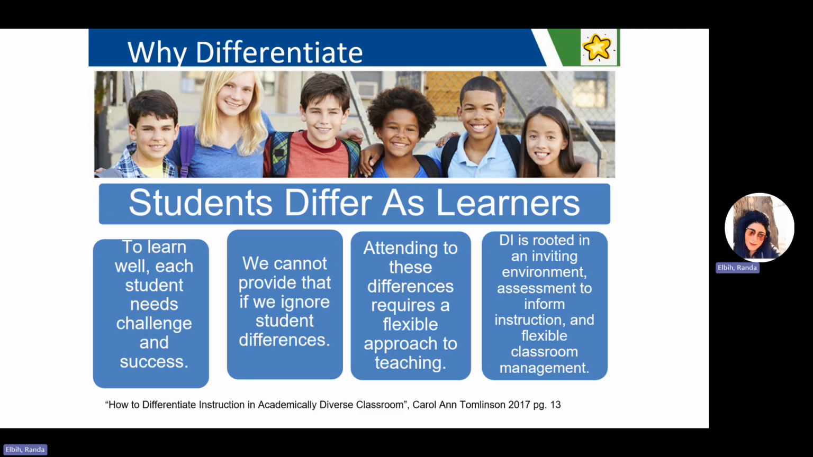So attending to these differences requires a flexible approach to teaching. Flexible approach doesn't mean that you change your whole plan. It means that you are not fixed in your plans, okay? And differentiated instruction is rooted in an inviting environment, assessment to inform instruction, and flexible classroom management. And this is all taken from Tomlinson's book of 2017.